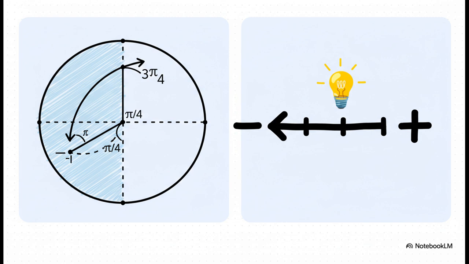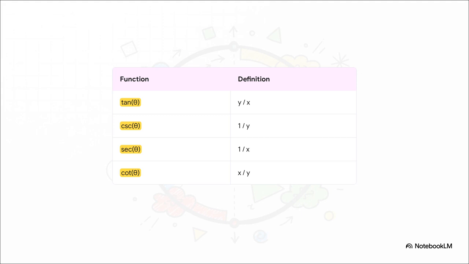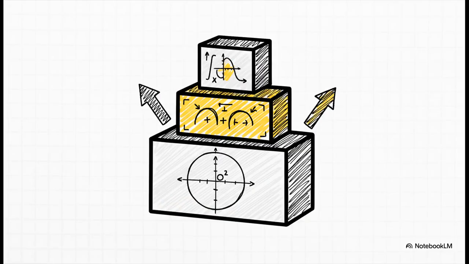It works every time. And you might be thinking, what about tangent or secant? Well, since all the other trig functions are just built from sine and cosine, tangent is just y divided by x. Once you know those two coordinates, you automatically have everything you need to find any of the other 6 functions.